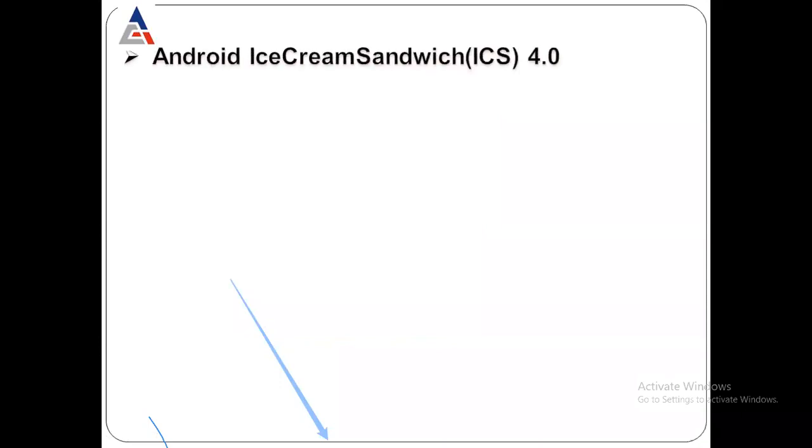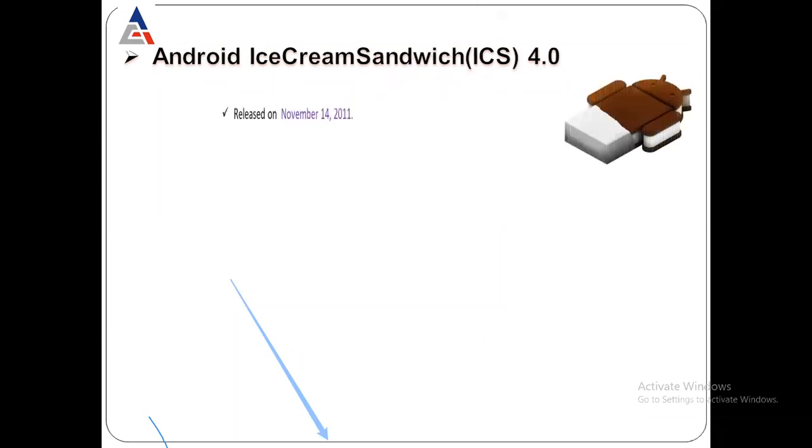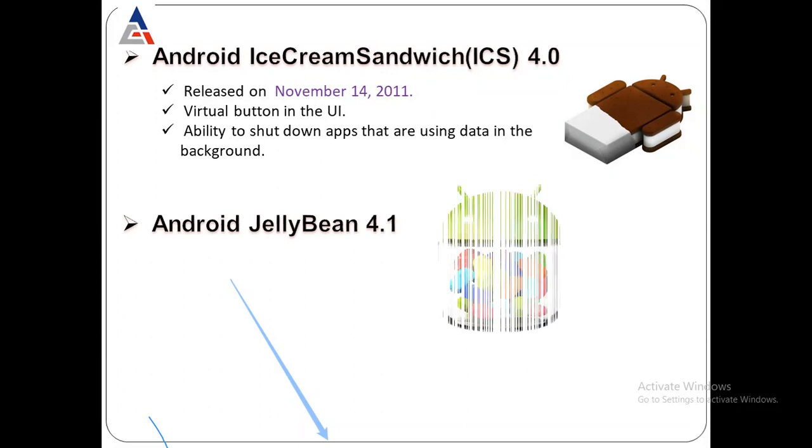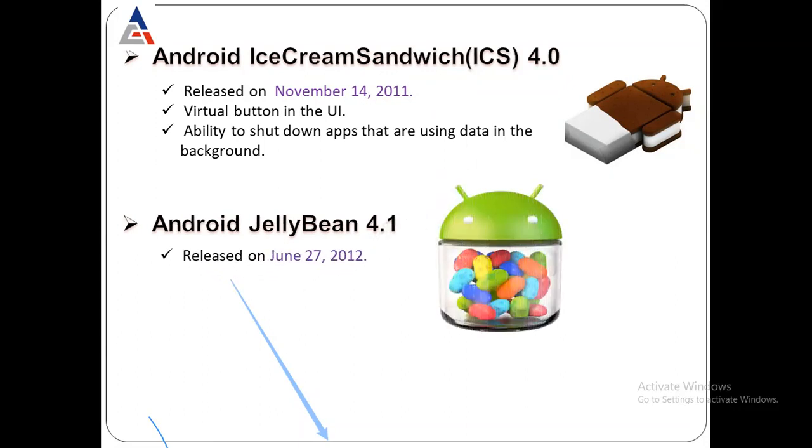After Honeycomb, the next version is Android Ice Cream Sandwich, ICS 4.0. This is the image. Ice Cream Sandwich was released on November 14, 2011. Virtual buttons in the UI are available in this version. It has the ability to shut down apps that are using data in the background. Then after Ice Cream Sandwich, the next version is Android Jelly Bean 4.1. This is the image of Jelly Bean, released on June 27, 2012. It was the latest version of Android at that time.